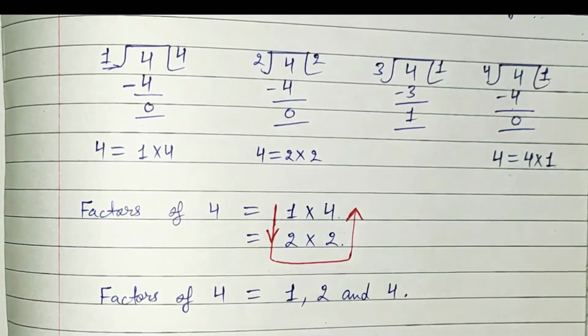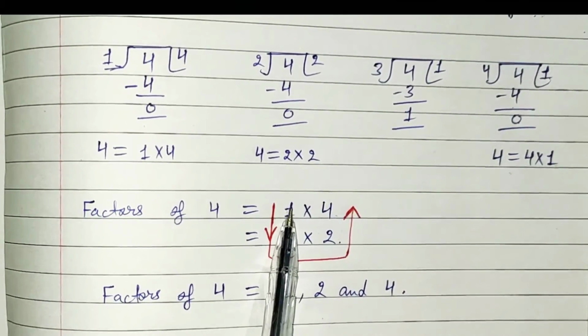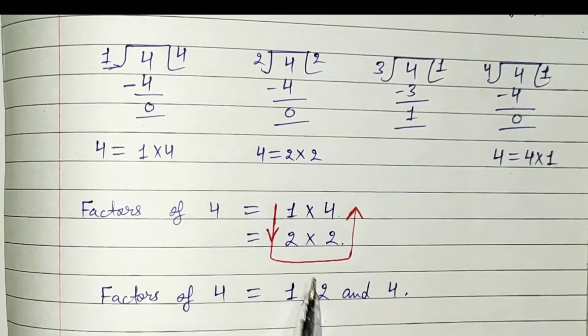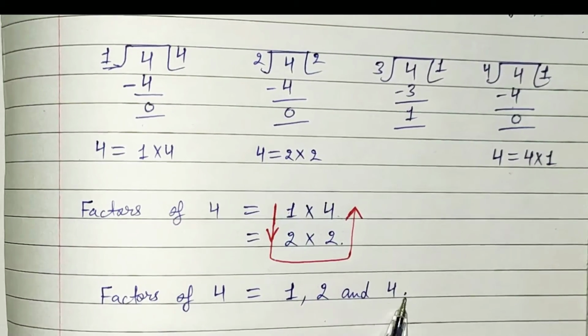ओके. So the factors of 4 will be 1, this 1, 2, this 2. 2 is 2 times, so we are writing it only one time. Okay, and this 4. So the factors of 4 will be 1, 2 and 4.